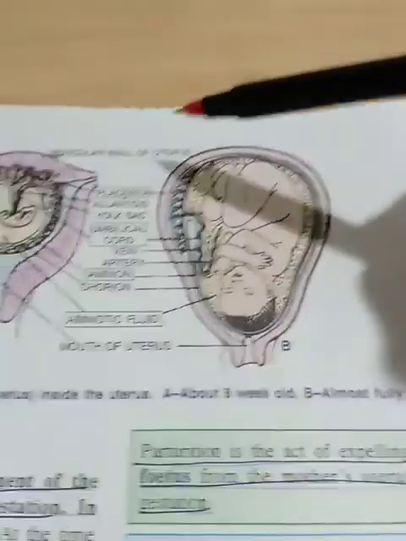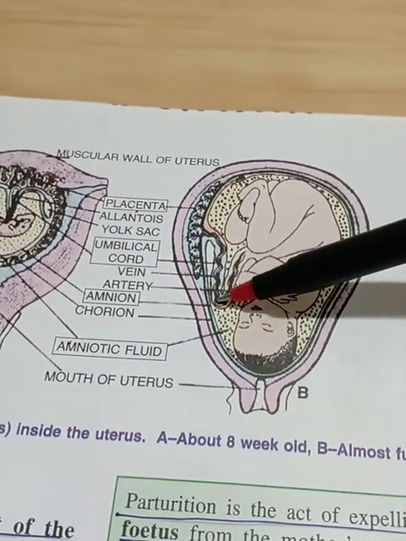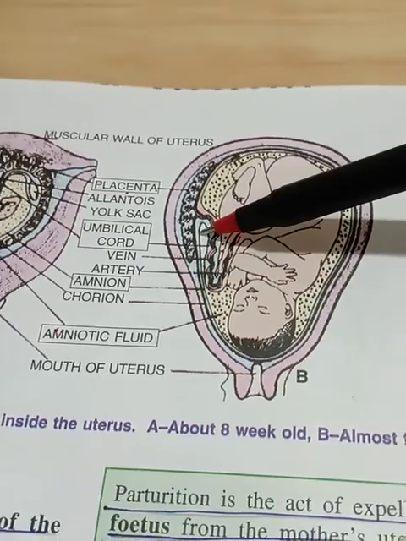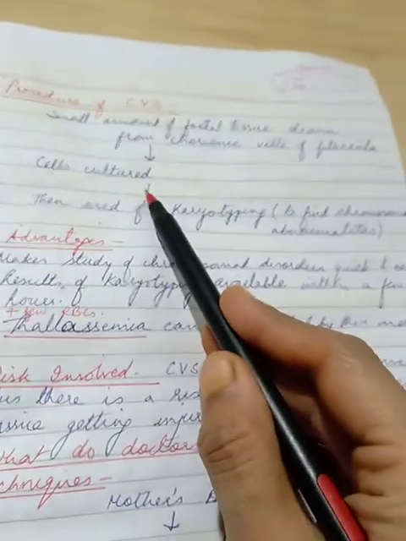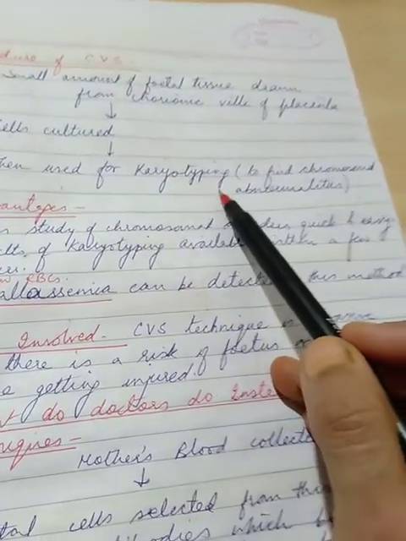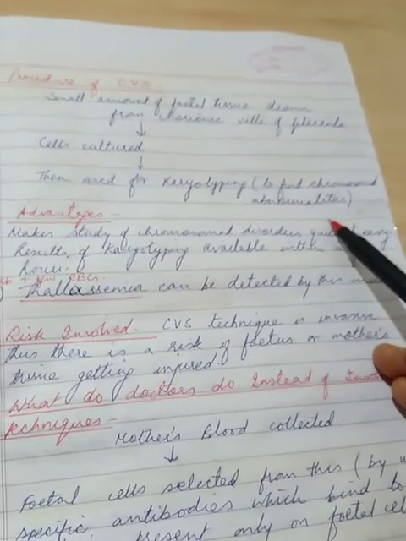That is from this area, the chorionic villi. Villi means these finger-like structures that are making this membrane. A little amount of fetal tissue is drawn out. And then second step, the cells are cultured. And the third step is that they are used for karyotyping, that is to find out the chromosomal abnormalities.